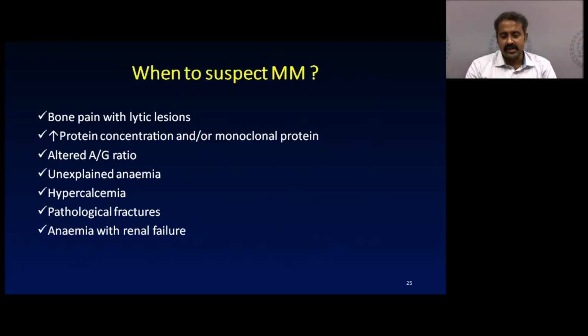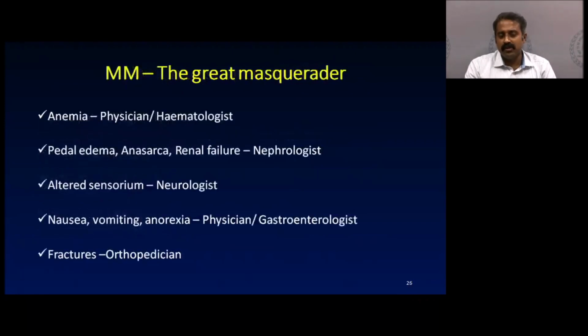If there is an alteration in the albumin globulin ratio, unexplained anemia, hypercalcemia, pathological fractures, or a combination of anemia with renal failure, you have to strongly suspect multiple myeloma. Now, what makes multiple myeloma very unique is the fact that it's a great mimicker, and depending upon the clinical features, the patient can present to the various specialties.